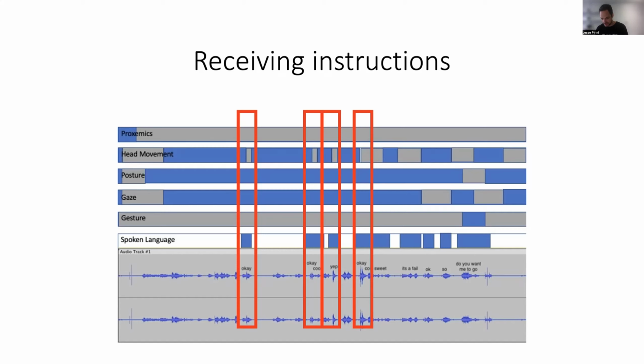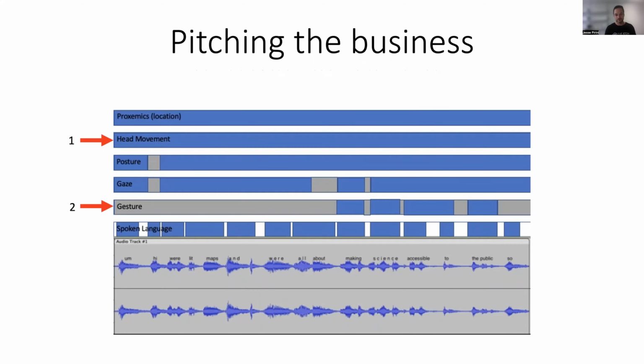Now I'll move on to the next action, pitching the business, and we start to see a change in the texture of the actions. So here we have pitching the business, and you'll see I've highlighted with this red arrow in number 1 that head movement completely disappears. The speaker keeps his head very stable. He continues to keep his posture very stable, but gestures begin to emerge. He starts to gesture a lot, which he wasn't doing when he was receiving the instructions.